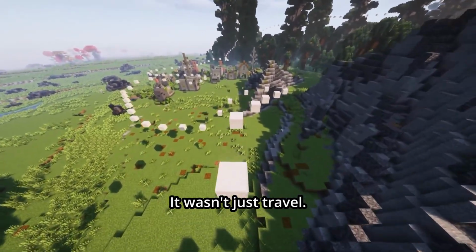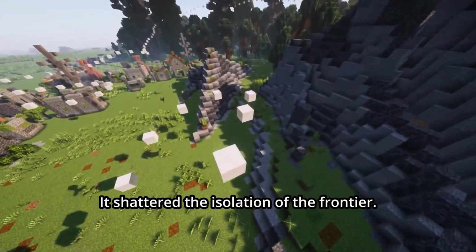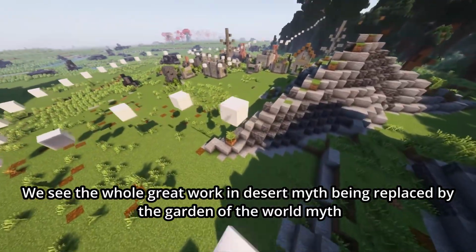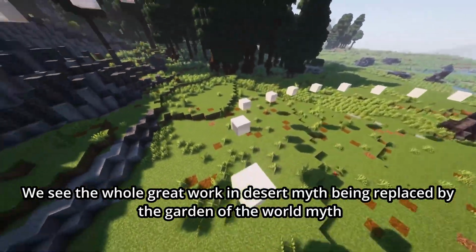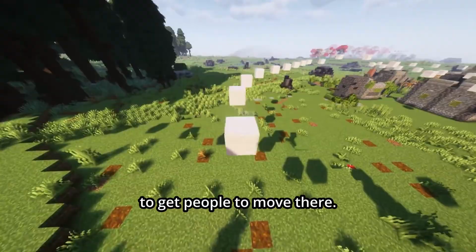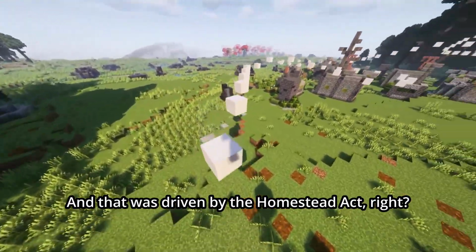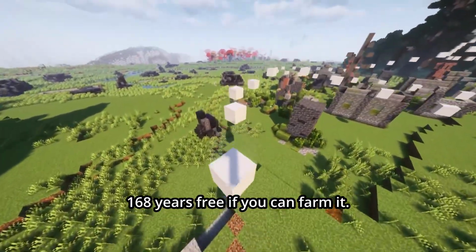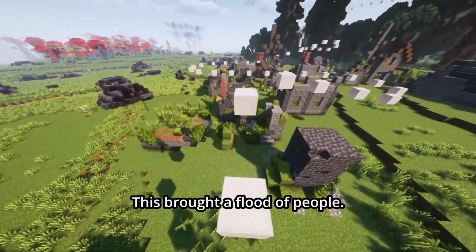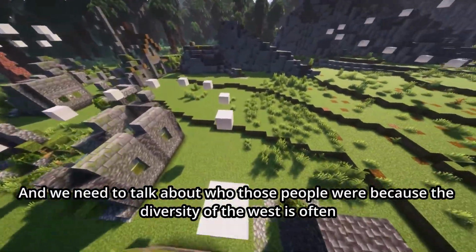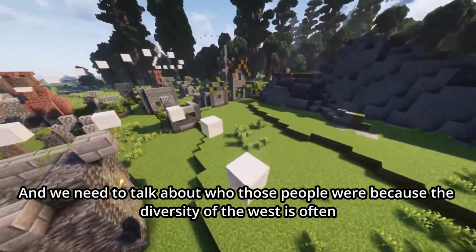And it wasn't just travel, it shattered the isolation of the frontier. We see the whole Great American Desert myth being replaced by the Garden of the World myth to get people to move there. And that was driven by the Homestead Act, right? 160 acres free if you can farm it. This brought a flood of people, and we need to talk about who those people were, because the diversity of the West is often erased in the movies.